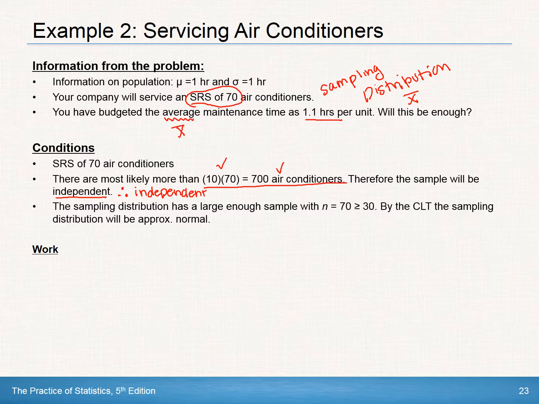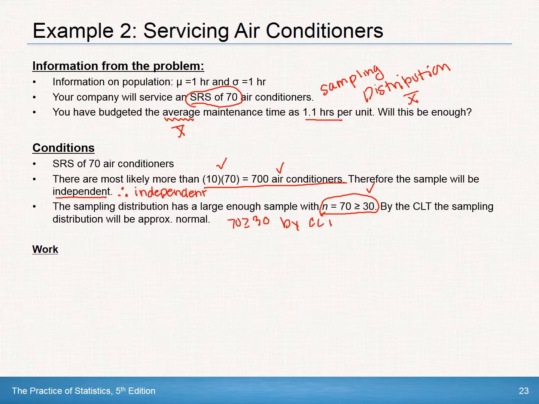Okay, and then you want to make sure that it's approximately normal. It said specifically in the problem that it was strongly skewed to the right. However, remember from our central limit theorem, n is equal to 70, which is greater than or equal to 30. You have to show that. You have to state 70 greater than or equal to 30. So by the central limit theorem, the sampling distribution will be approximately normal.